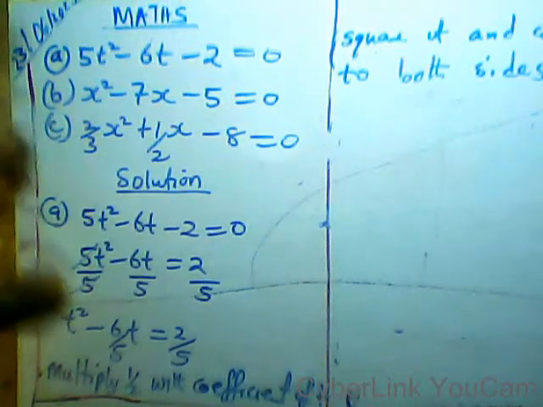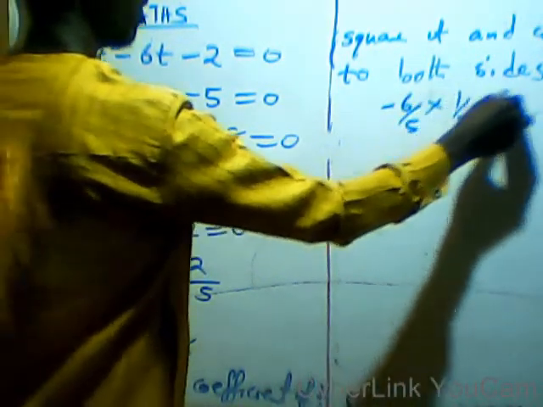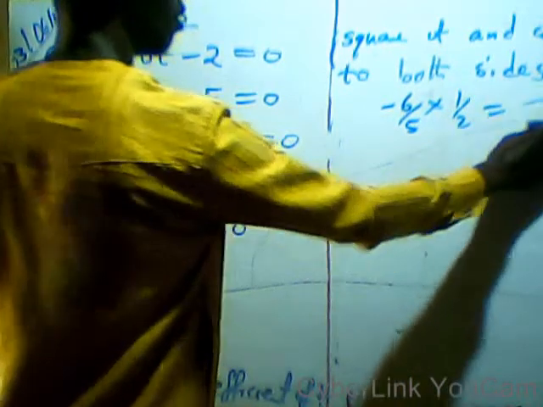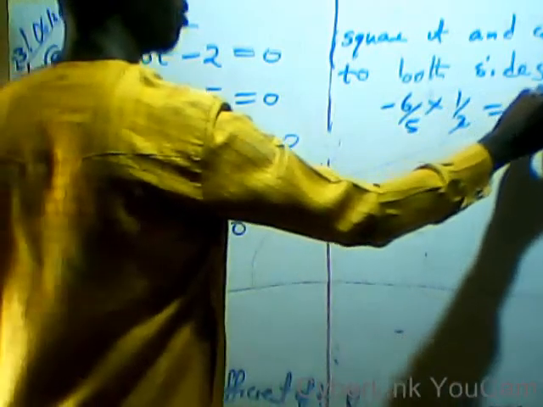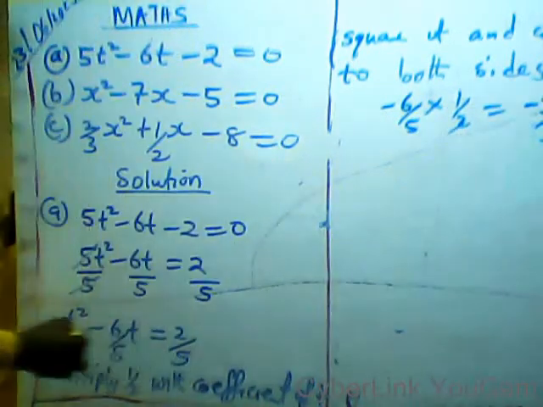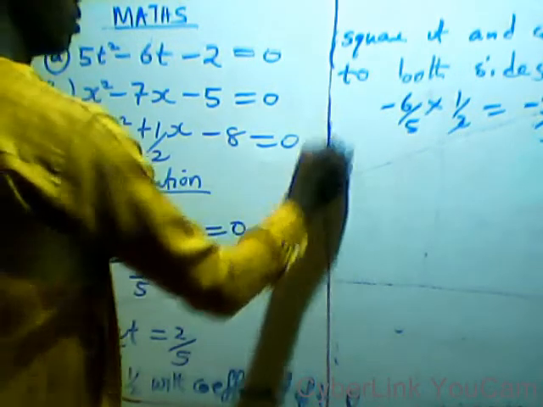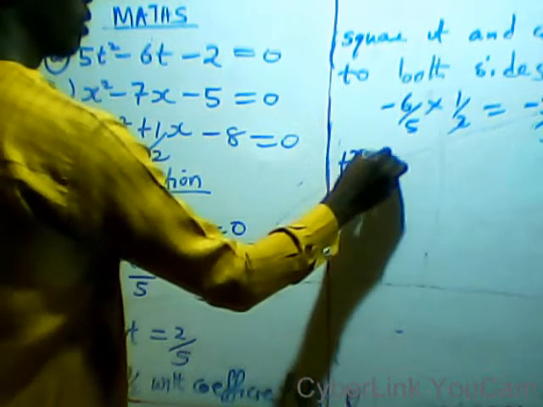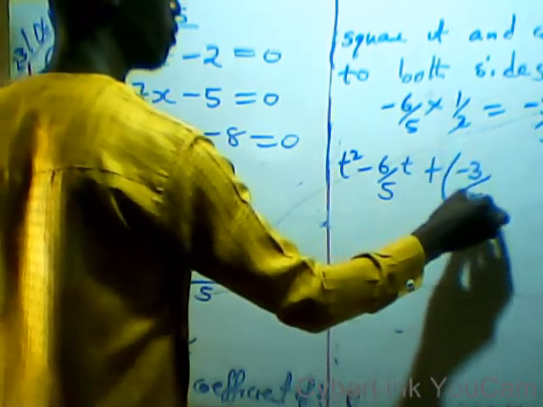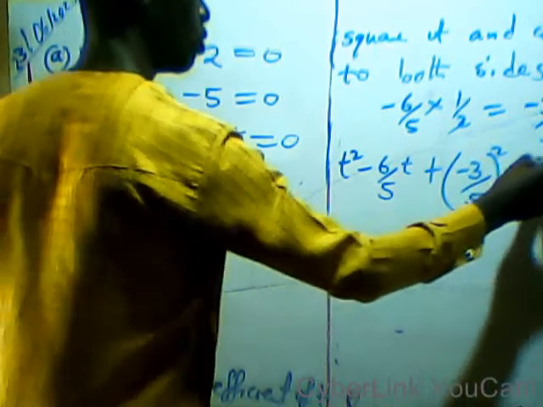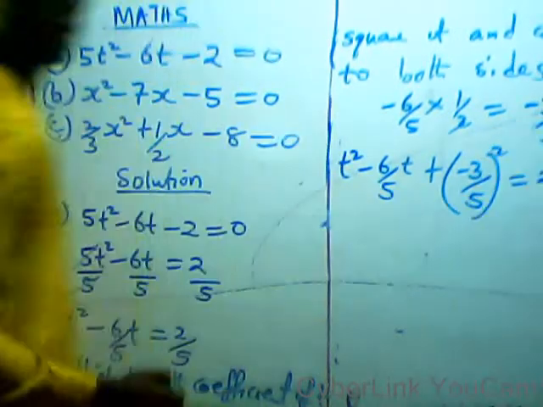So the coefficient of t is what? Minus 6 all over 5. If I multiply this by 1 over 2, the 2 and this will cancel, I will have minus 3 all over 5, or minus 6 over 10, which is minus 3 over 10. This is what I will square and add to both sides. If I do that, here I will have t squared minus 6 over 5t plus, open the bracket, minus 3 over 5 all squared is equal to 2 over 5 plus, open the bracket, minus 3 over 5 all squared. That is what I'm going to have.